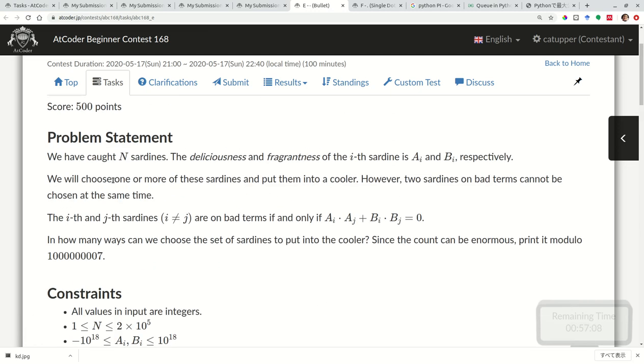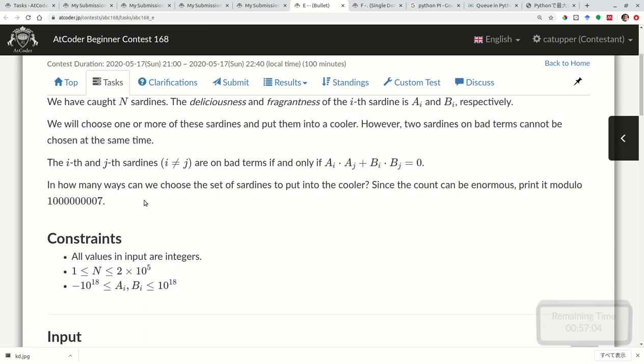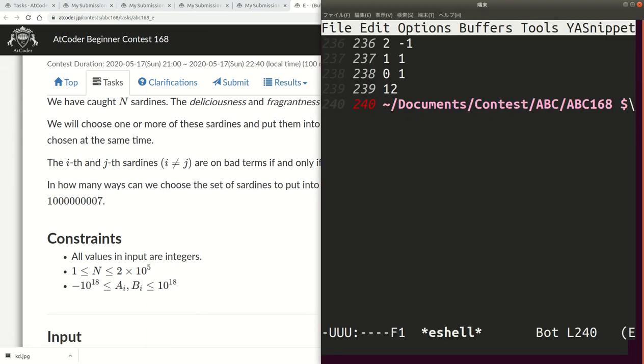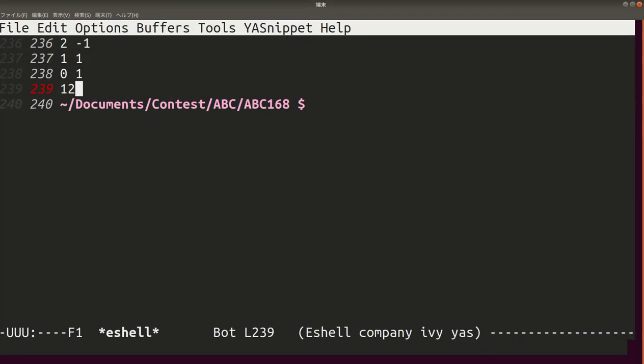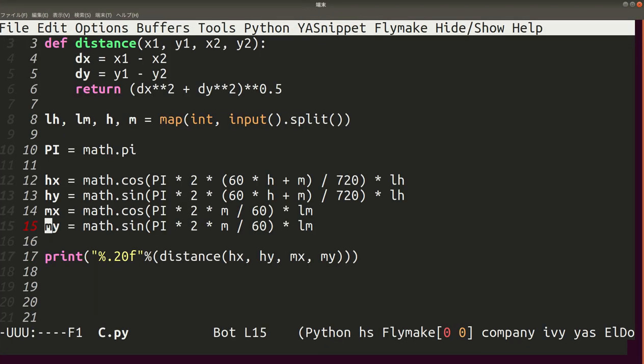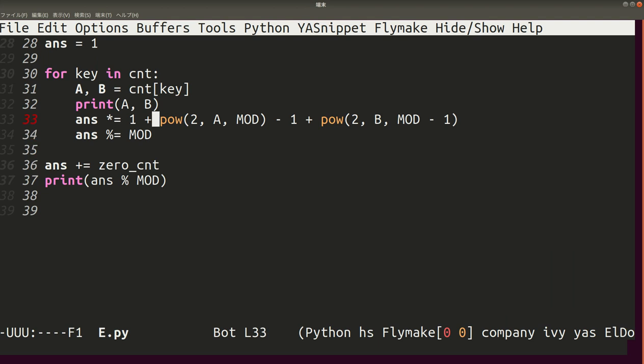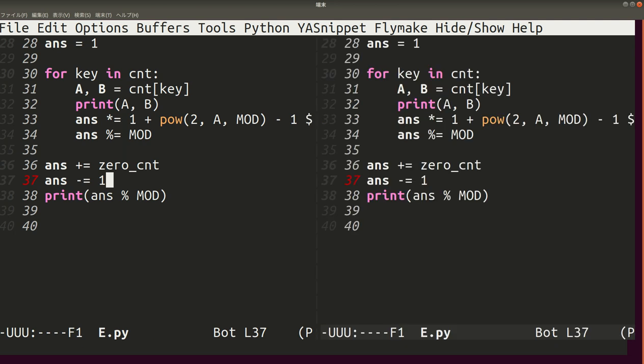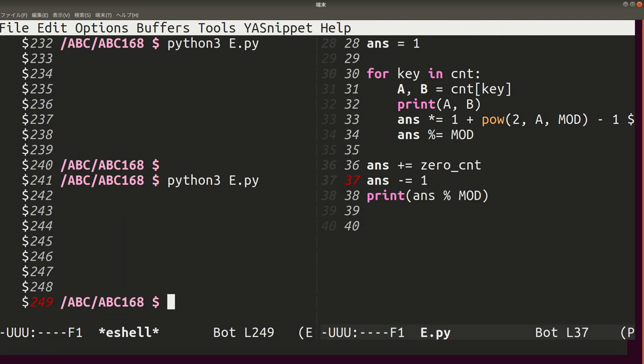And so there's 1 or more, so we have to subtract 1, but it has the wrong answer. Why? 1 plus 2 to the A mod minus 1. I forgot to subtract this one. And finally, minus 1. This is for the empty one. This is simple. Okay. This is the answer.